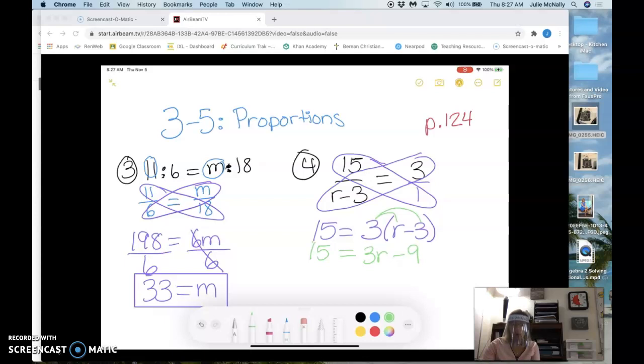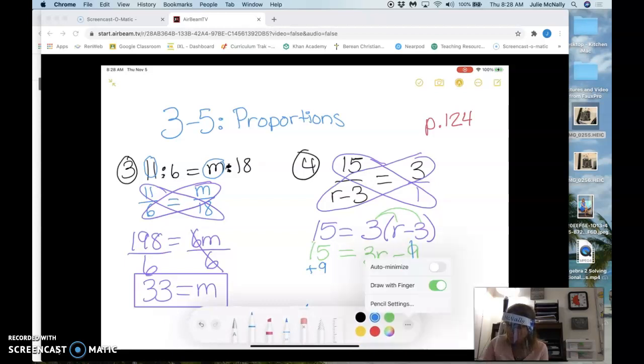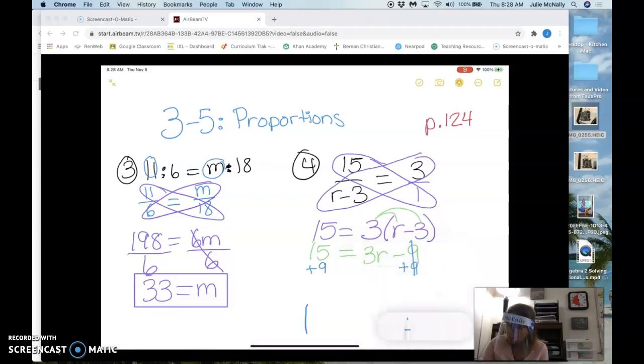So what do I do next? Yep, I'm going to add 9 to both sides. Hold on, I'm trying to get rid of my toolbar because I'm going to run out of room, but it won't go away. Okay. 3 dots. There we go. You're so smart, Bradley.